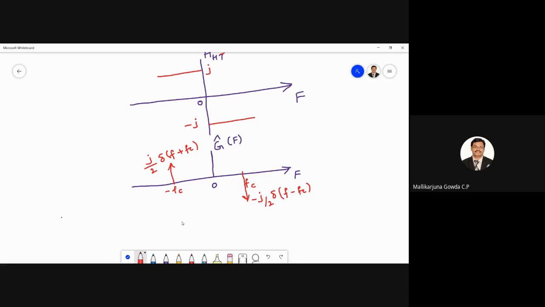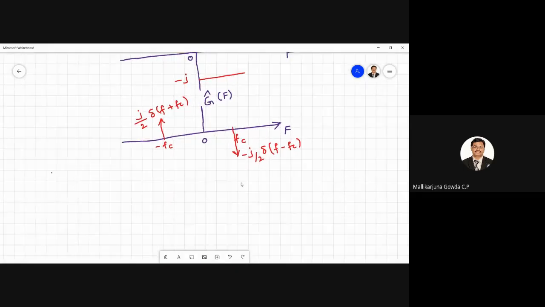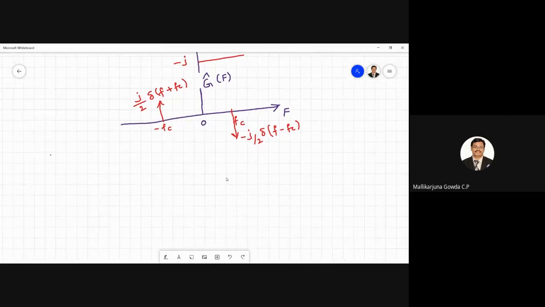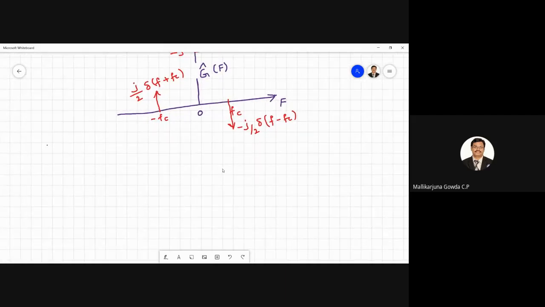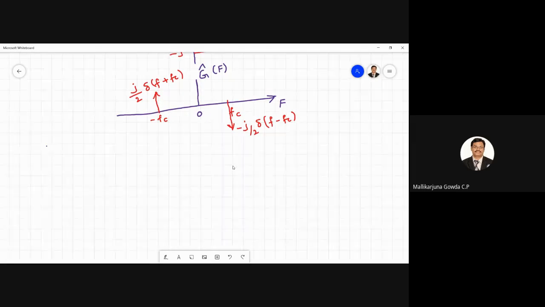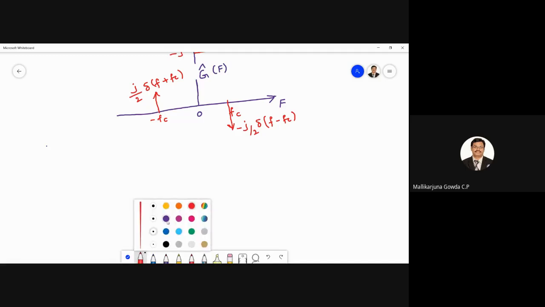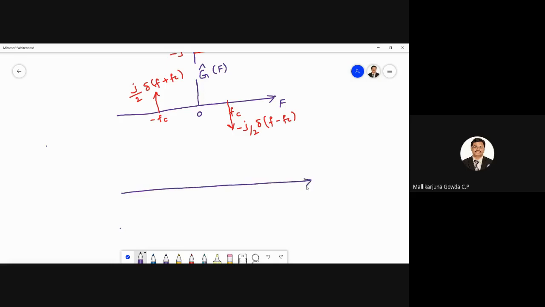So I can rewrite this, for my convenience, so that I will be able to express G cap of f in standard form. I can rewrite without changing its meaning.